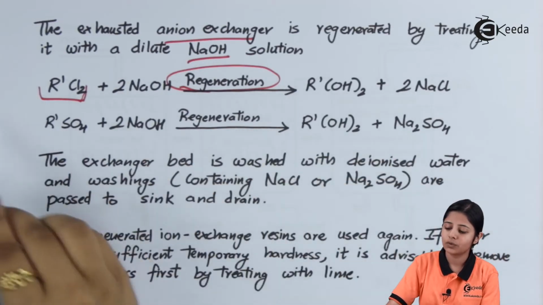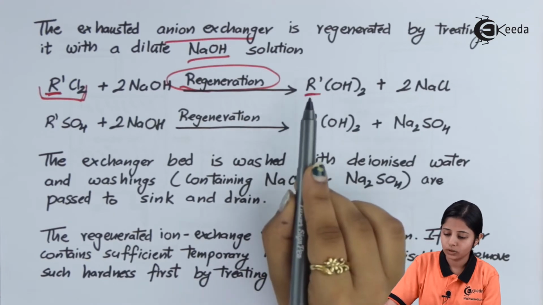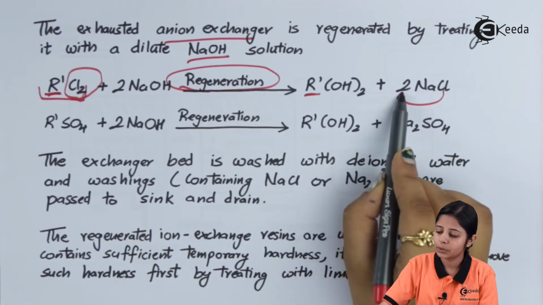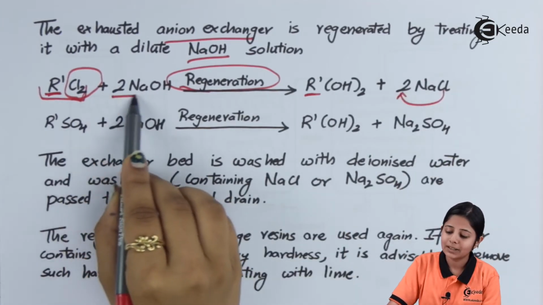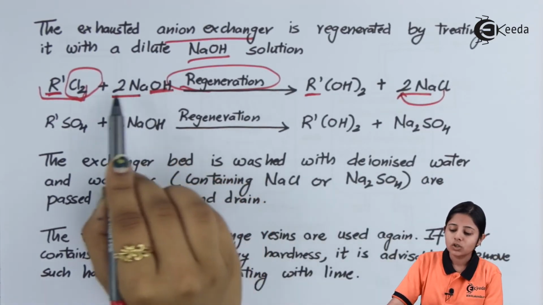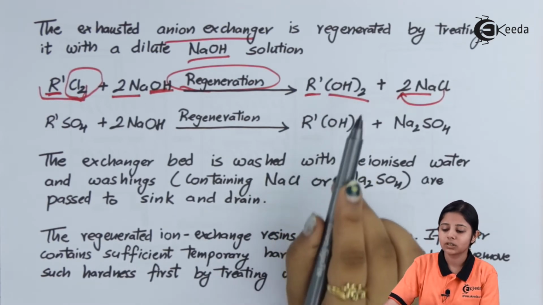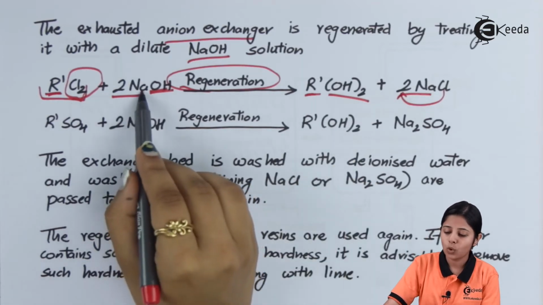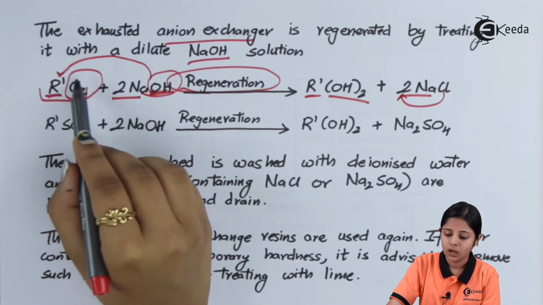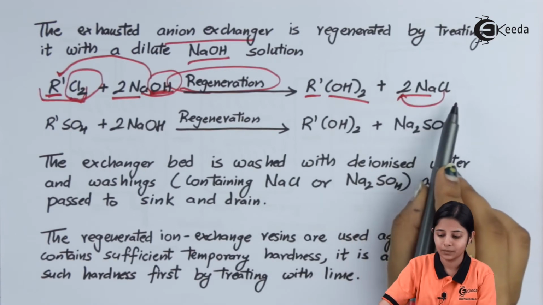Let us see the balancing of this entire reaction. We have 1 R over here, 1 R over here. We have 2 chlorines on the reactant side, 2 chlorines on the product side. We have 2 Na's on the reactant side, 2 Na's on the product side. 2 OH's on the reactant side, 2 OH's on the product side. What exactly happens during this regeneration reaction is that both the OH's go and get attached to this R. Whatever remains over here is 2 chlorines and 2 Na's forming 2NaCl.